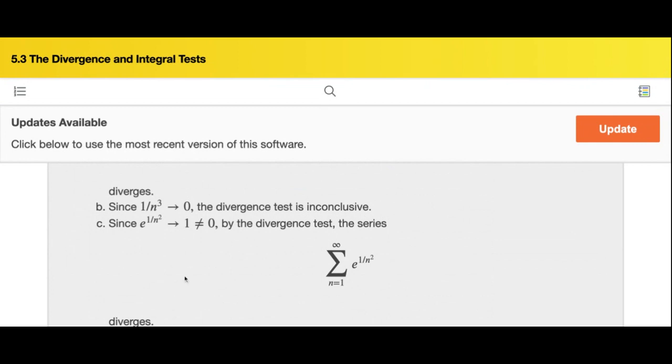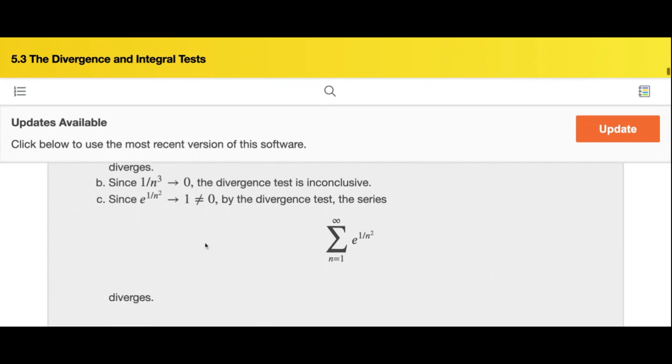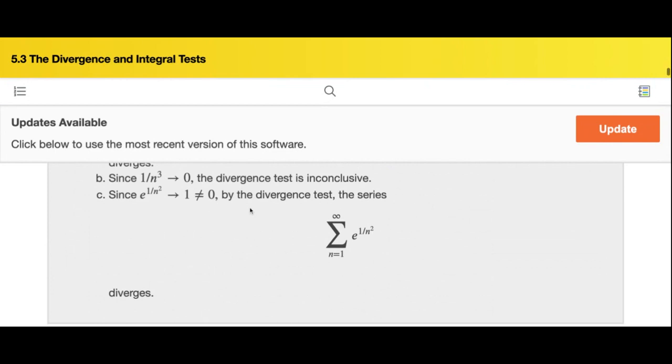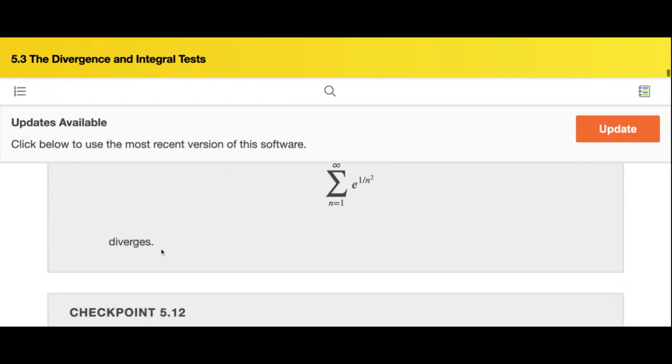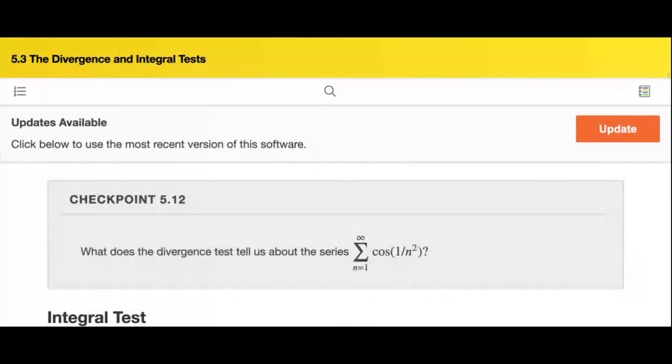So C is the same thing, right? Because it approaches 1, not equal to 0, so it diverges. Same as 8. All right, everyone try 5.12.